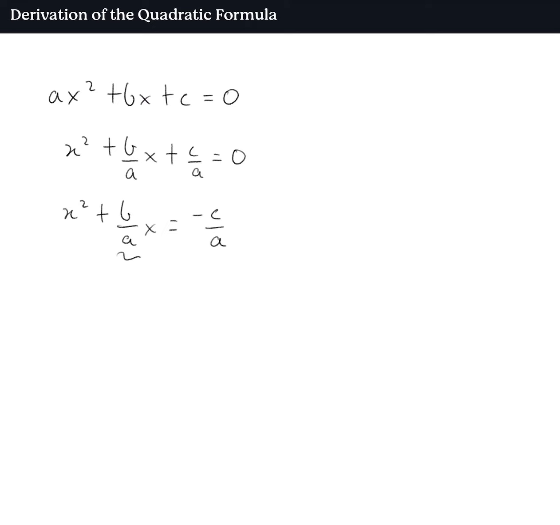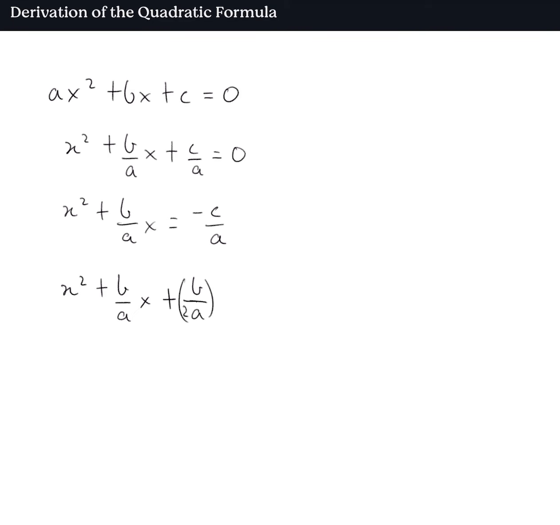We halve that, so I'll just write it out, x squared plus b over a x. So we have this so far. And then we want to add half of that amount, or the square of that half. So it would be b over 2a, and then you square that. If I add it to one side, I have to do it to the other side as well to balance the equation.